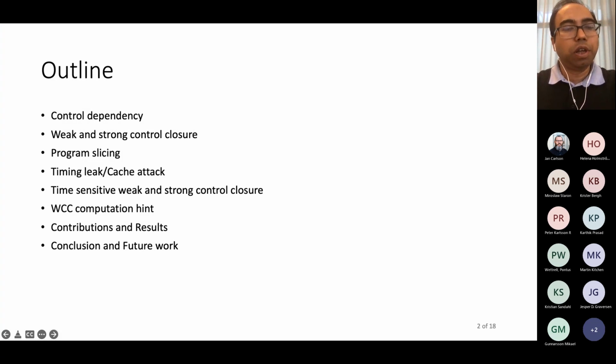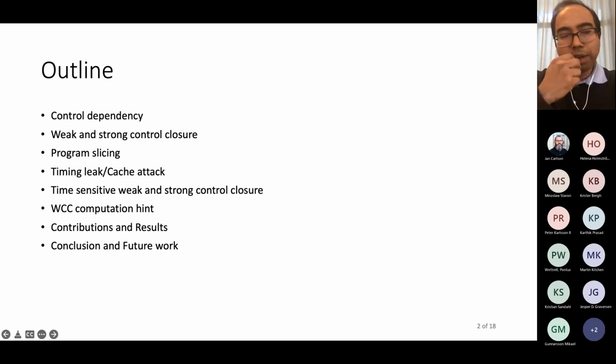First, I will give a gentle introduction about control dependency, and then we will see the most general definitions of control dependency that is being used nowadays. And then afterwards I will show two examples of client analysis that use control dependencies. One is program slicing and another is timing leak or cache attack.